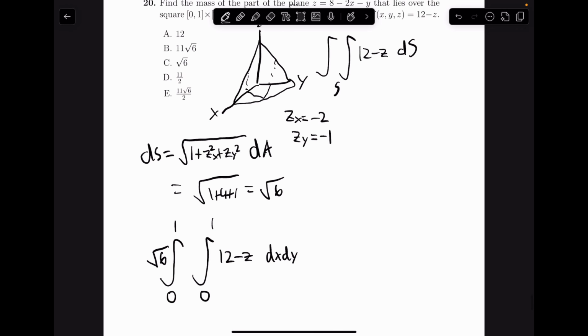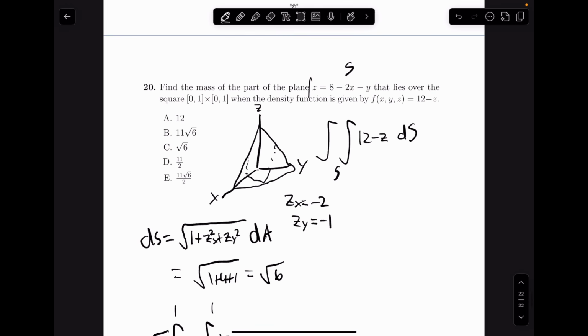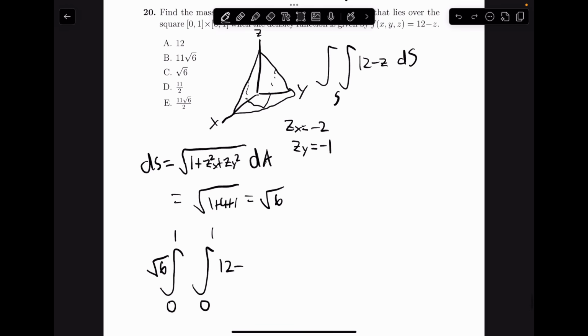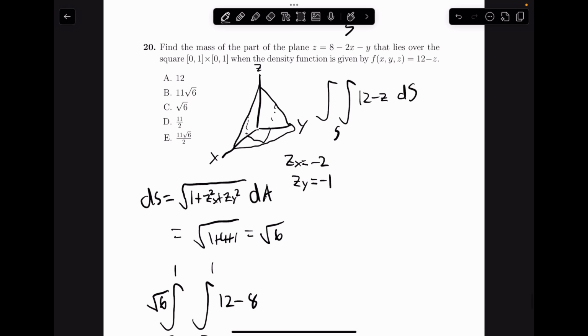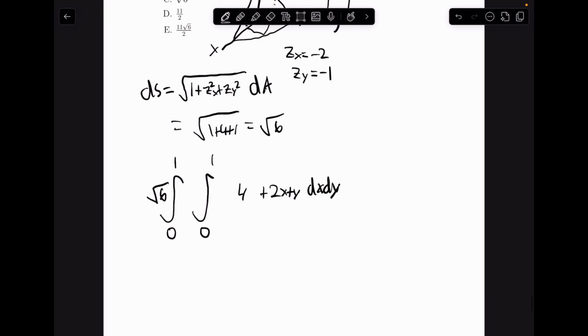That's nice. And one other quick thing is that we don't have any dz's, so we have to rewrite z in terms of x and y. So we can just use our plane equation from above to do that. So it's going to be 12 minus 8 plus 2x plus y, and then this is all dx dy. Okay, very nice. So let's clean this up a little bit. It's just going to be equal to 4 plus 2x plus y. Okay, that's pretty nice. Not too bad here.